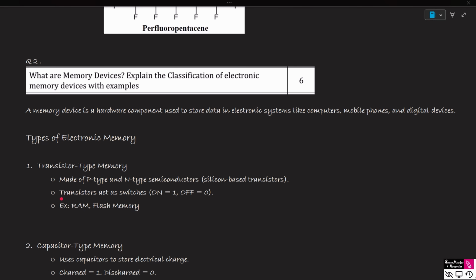Transistor type memory is made up of p-type and n-type semiconductors, as we discussed in the previous question. These are silicon-based transistors. A transistor is a switch which can be on and off. On indicates 1, and off indicates 0. Writing an example is really important here, as the question itself mentions memory devices with examples. The example for transistor type memory is RAM and flash memory.